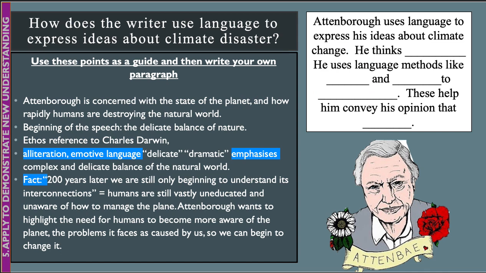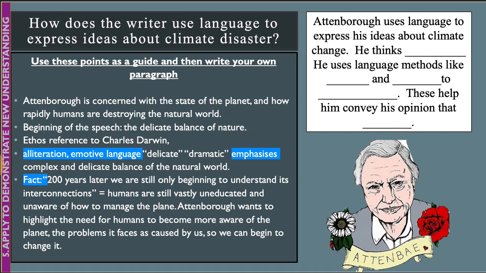Okay, so you have had a go at answering some questions with different difficulty levels. Now, all of that will have prepared you to be able to write about his speech. So we're going to now think about how you could express the purpose and the effect of Attenborough's use of language in that speech. And the question I've given you here is at the top.